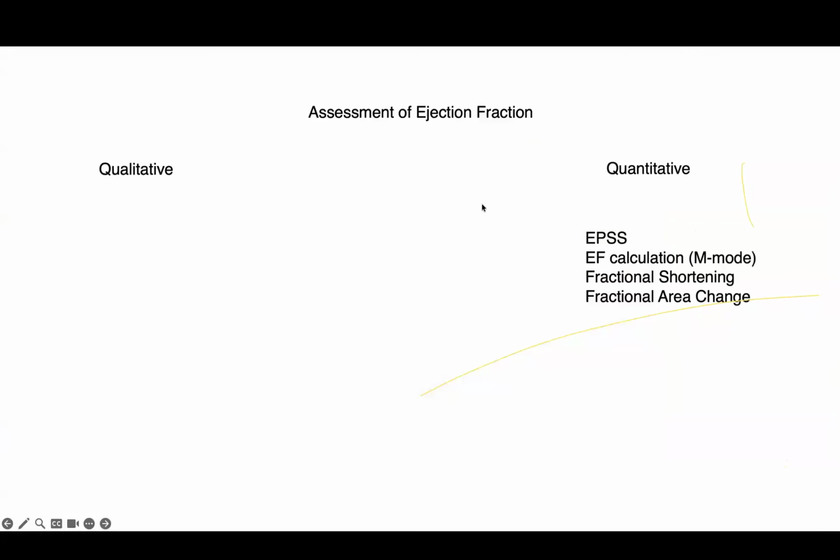So for assessment of ejection fraction, you have the qualitative assessment, that is the subjective eyeballing. Then for quantitative, you can go with EPSS. This is the one which is likely to be asked in the exam. Then assessment of ejection fraction using M mode, fractional shortening and fractional area change. These two are less likely to be asked, but this one is very, very important.